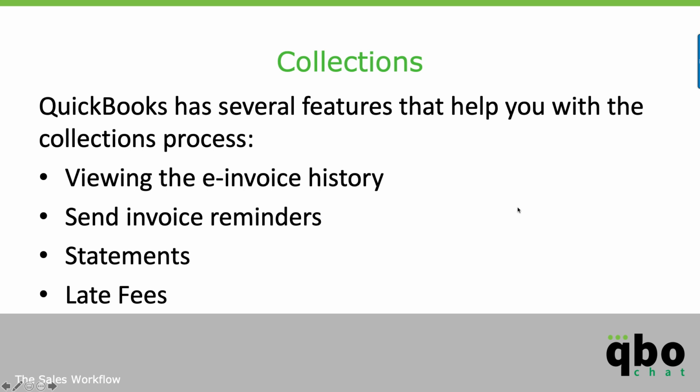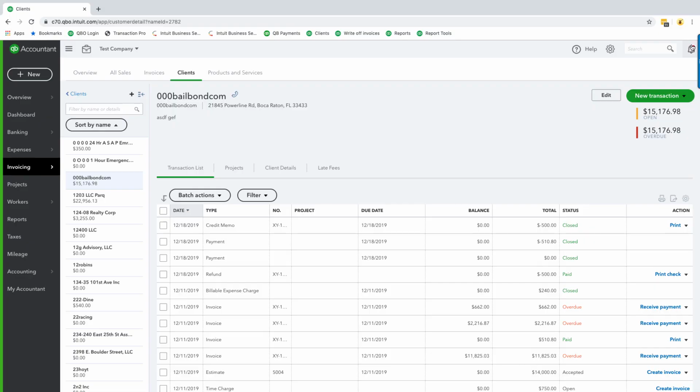So things we're going to talk about: viewing the e-invoice history. When we actually email out an invoice, we can go back and see if that invoice has been viewed or opened by people, so we can kind of get an idea of what's going on with that invoice. There's an easy way to send invoice reminders. I'm going to talk about statements. How do you do those? And then we can turn on late fees and look at that. Okay, so jumping over into QBO.